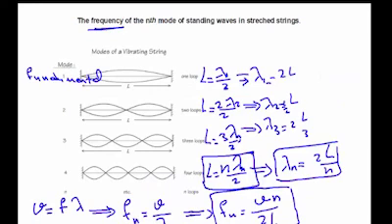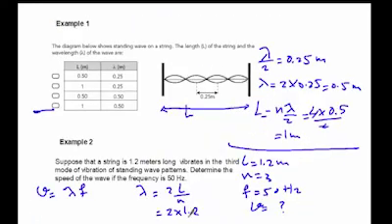So 2 times 1.2 over n, which is 3, will give us 0.8 meters. So we have 0.8 times our f, which is 50, which gives us 40 meters per second. This is the end of our lesson. The next lesson will be standing waves in a closed tube.